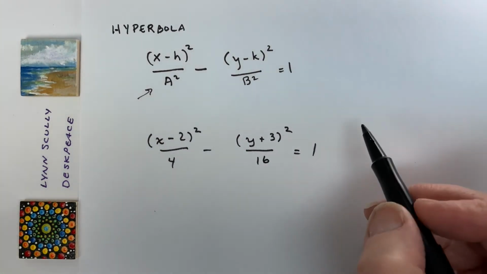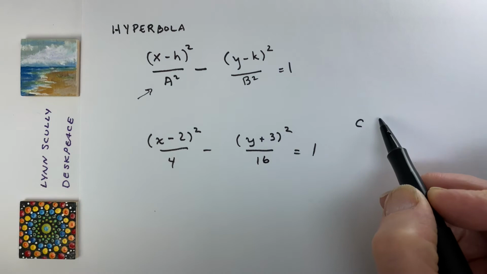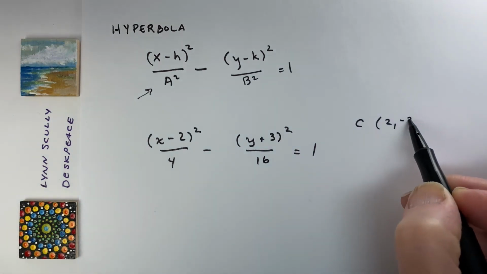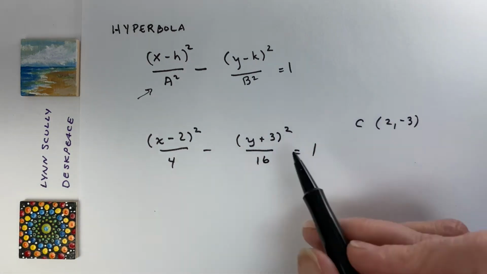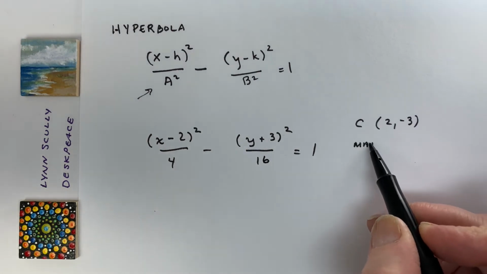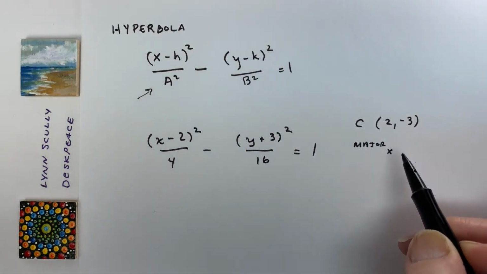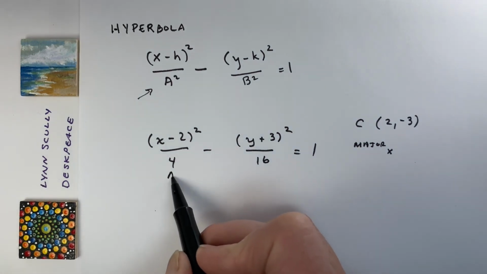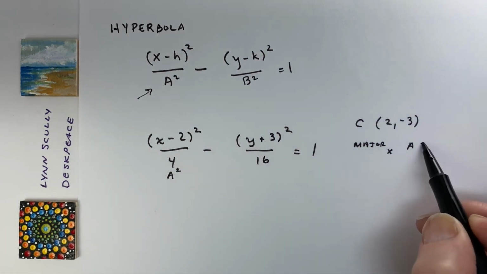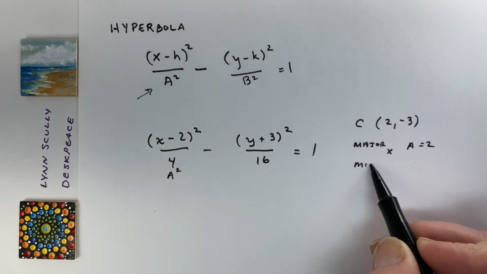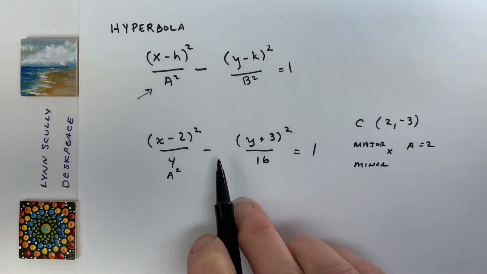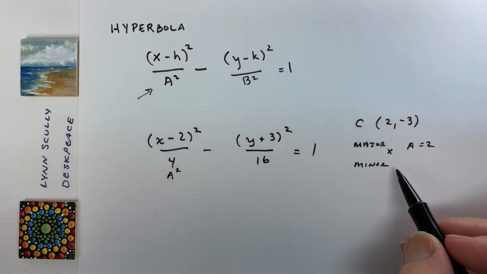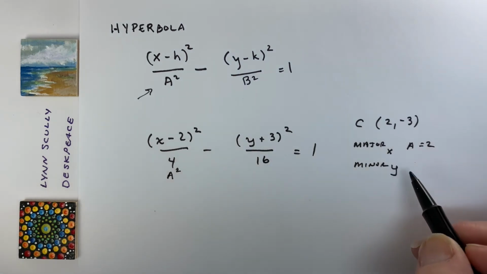Okay, so let's get to it. So the center of this is going to be 2, -3. And my major axis, I always write who it's going to be with. It's going to be with the x, and that's going to be a squared. So a is 2. And then the minor, and again, it's minor because it comes after the minus sign. It's totally different than the ellipse, is going with the y.